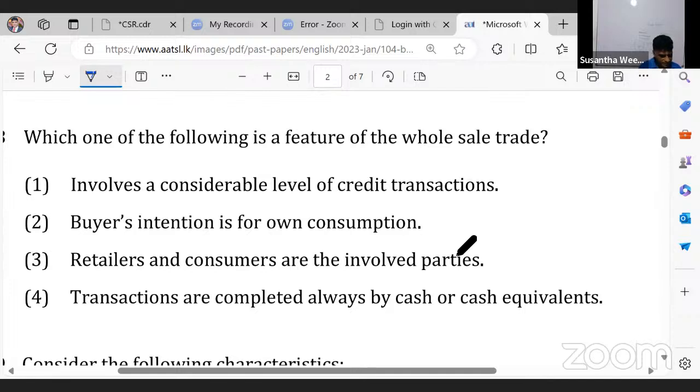Normally, in the supply chain, right? Manufacturer, wholesaler, retailer, then the final step of the supply chain is the customer, right? The wholesaler is in between the retailer and the manufacturer. Then definitely they are involved in a number of credit transactions. Sometimes they are buying on credit as well as selling to retailers on credit, right? That is involved in credit transactions.